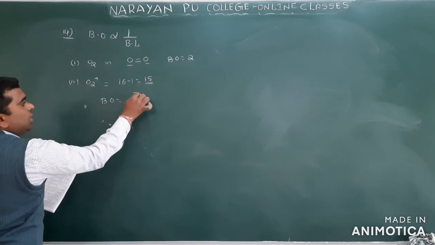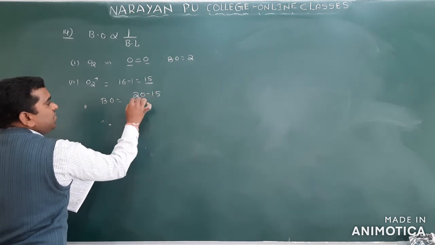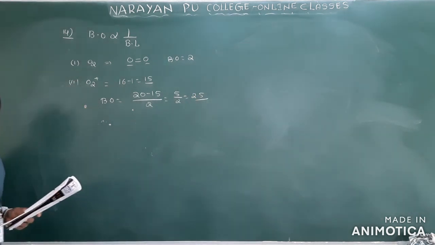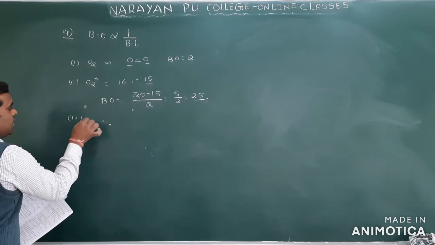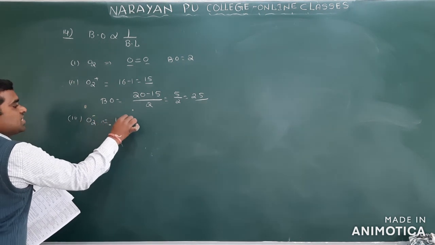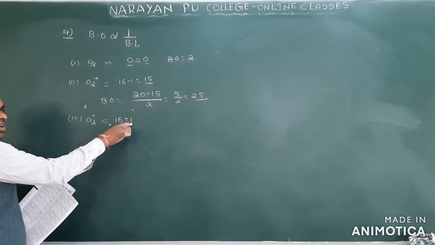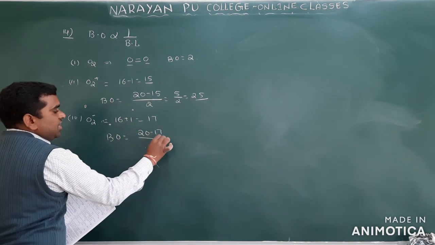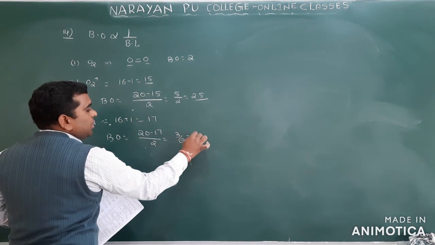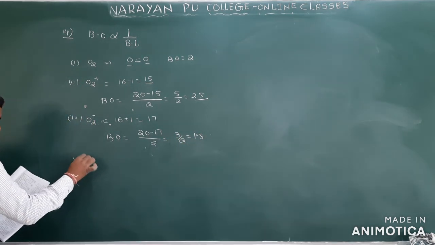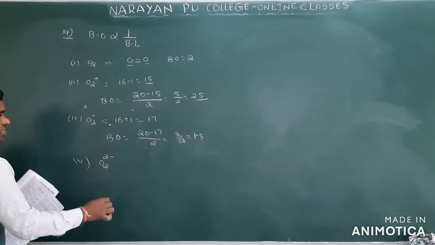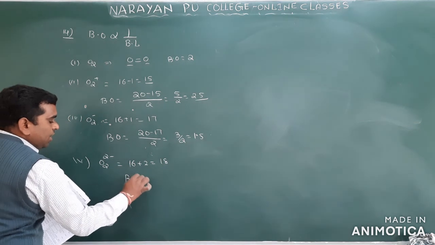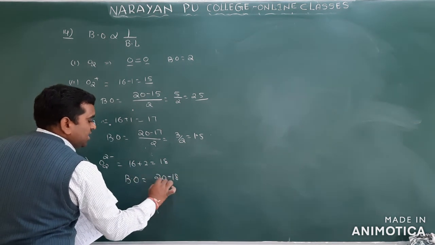What is the bond order formula? 10 minus n divided by 2, so 5 by 2, which is 2.5. Next one is O2 minus. O2 has 16 electrons, minus 1 means you have to add 1 electron, total 17 electrons. The bond order is 20 minus 17 divided by 2, 3 by 2, which is 1.5. And the fourth one is O2 2 minus: 16 plus 2, 18 electrons. The bond order is 20 minus 18 divided by 2.